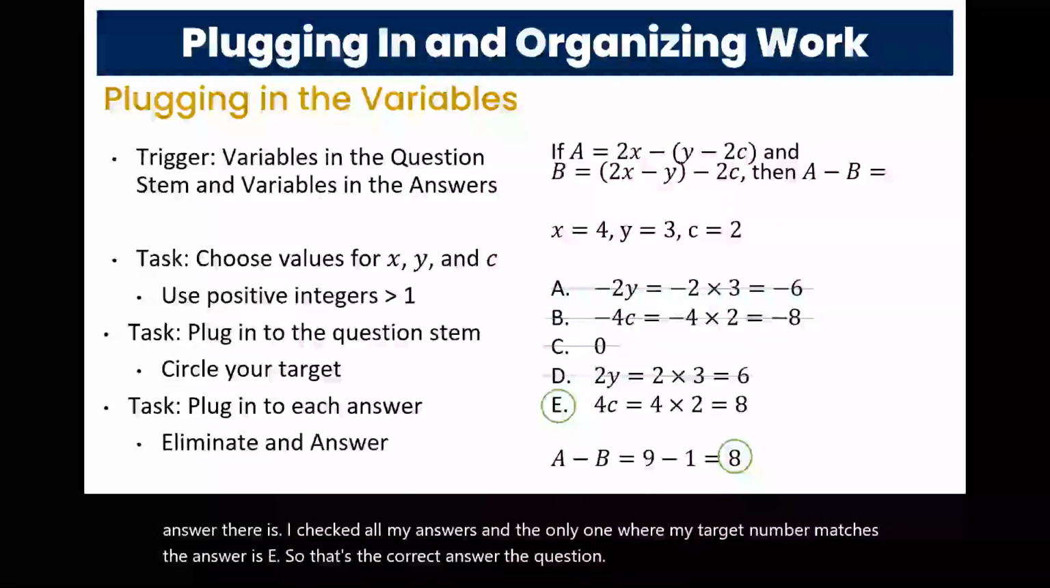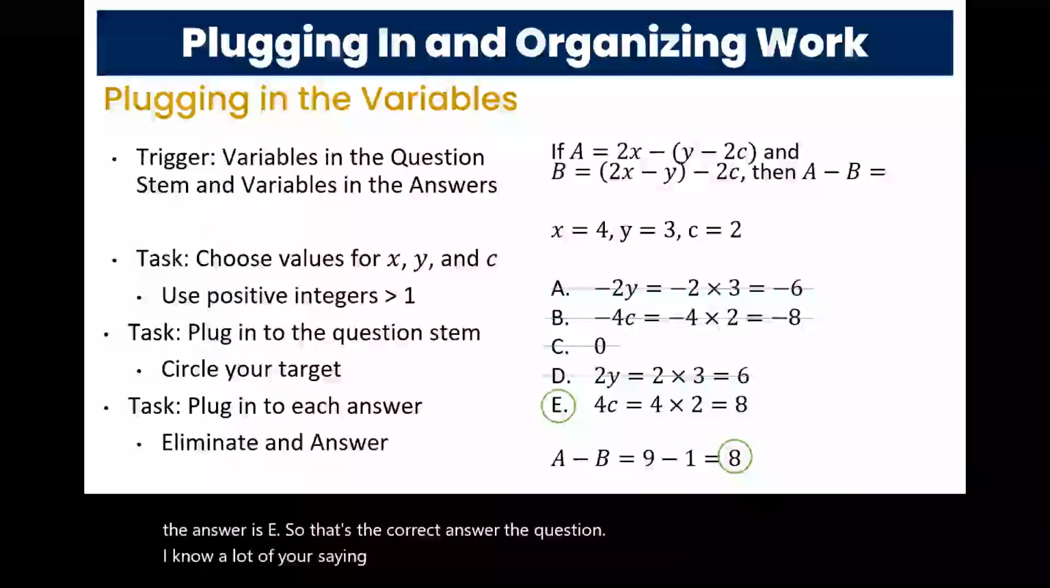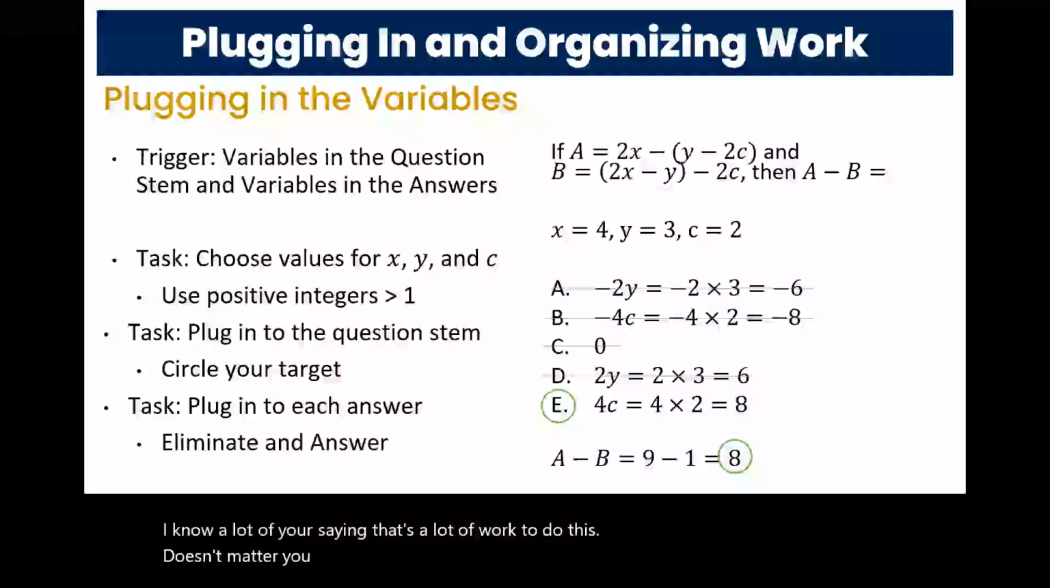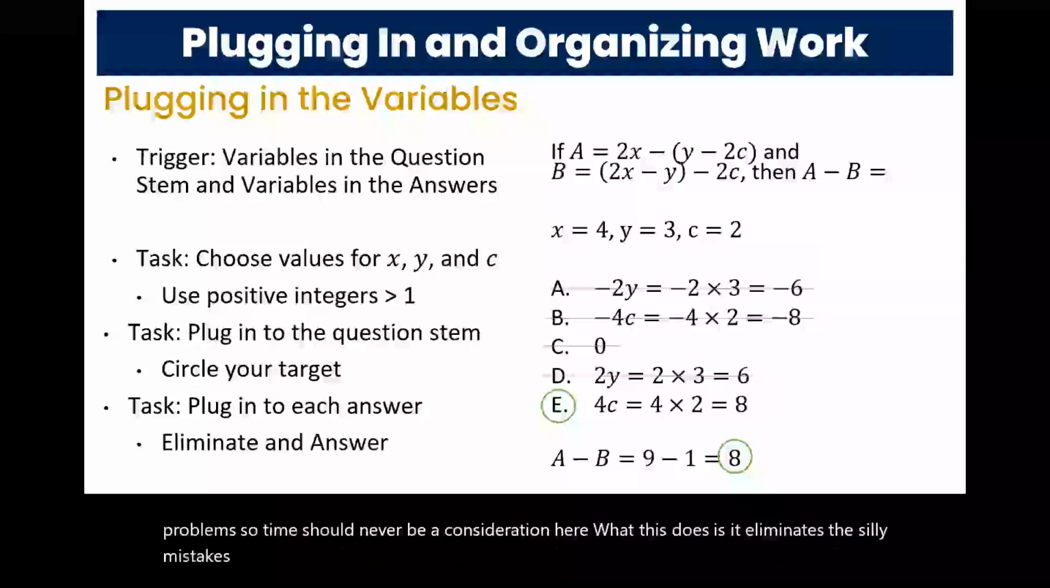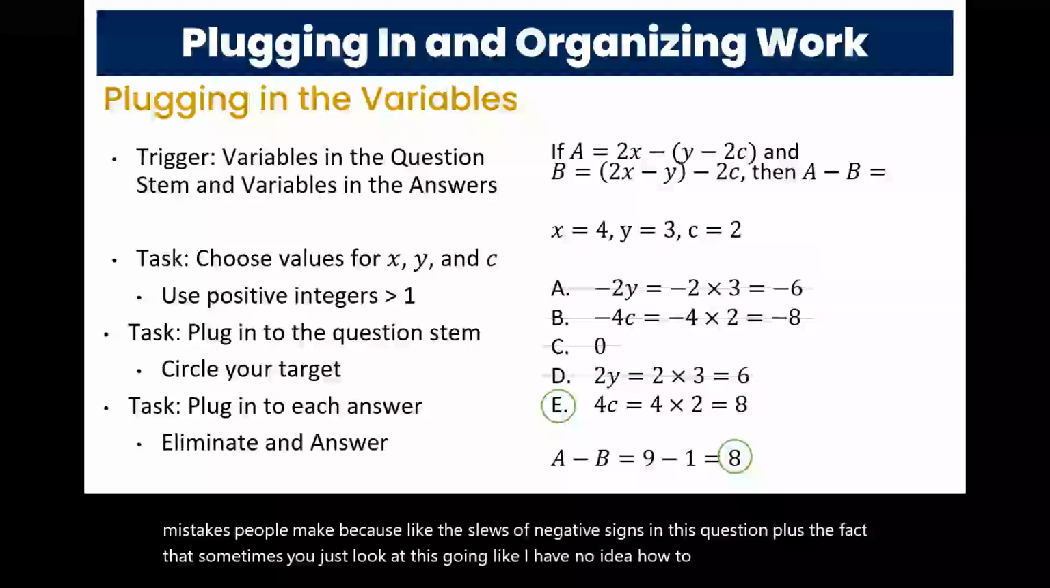Now, I know a lot of you are saying, well, that's a lot of work to do this. Doesn't matter. You have 1 minute and 30 seconds per question, a little bit more to do these problems. So time should never be a consideration here. What this does is it eliminates the silly mistakes people make because of the slews of negative signs in this question, plus the fact that sometimes you just look at this and go, I have no idea how to do this. And that's okay.